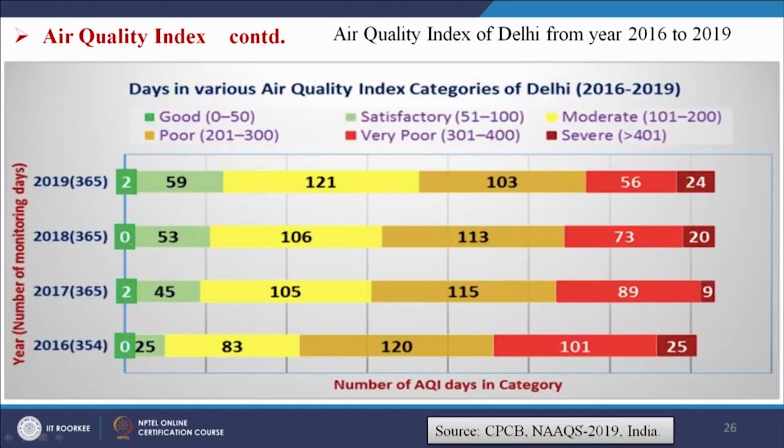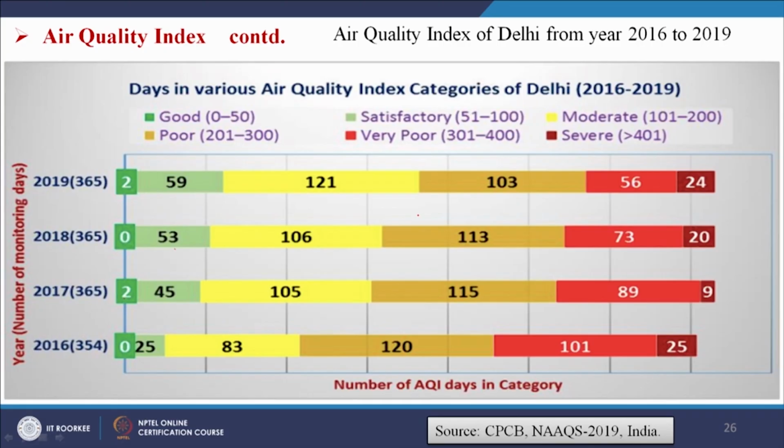And now, we will see the air quality index of Delhi from the year 2016 to 2019. So, you see here 2019, 18, 17, 16. We have 0 in 2016 and 2018, that is, good air quality days were 0, and in 2019 and 2017 there were 2 days each. These are days out of 365 days. But in 2018 and 2016 not a single day was good. Then satisfactory, that is 59 days, 53 days, 45 days, 25 days, and moderate, that is 121, 106, 125, 105 and 83, and poor 103, 113, 115, 120. And very poor you see 56, 73, 89, 101, and then severe 24, 29, 25.